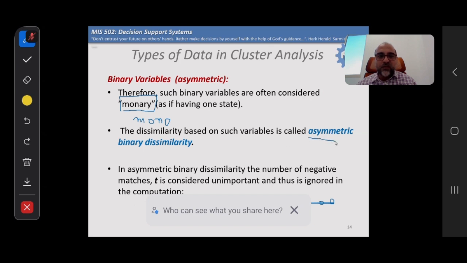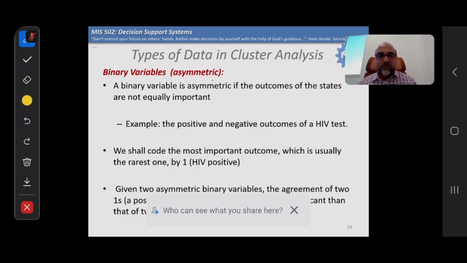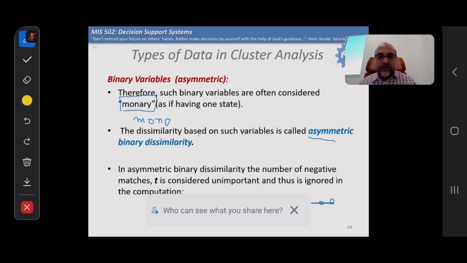The previous one was called symmetric binary. Symmetric means both 0 and 1 are equally important. But in asymmetric, like in an HIV test, only positive is important, negative comes, no problem. Because one is more important, the second one, not true or not coming positive, is not important, so you can ignore that.